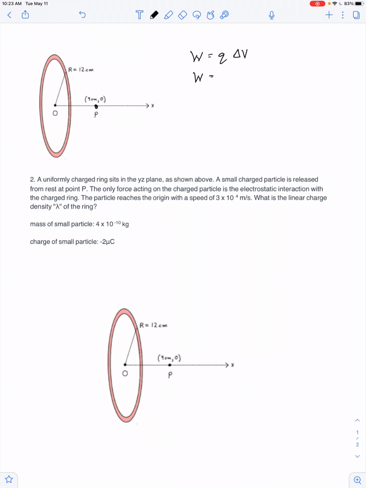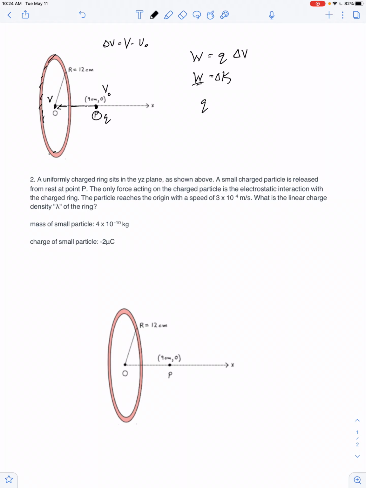So if this charge Q started from rest at point P, and there's an electric field due to all the charge of this ring, so there's some value of electric potential, we'll call it V naught, at this point P, and then there's a different value of electric potential at the center, we'll call that V. Taking the difference between those values, V minus V naught, gives us some value of delta V, and so whatever charge is released from rest here, if it's accelerated toward the origin, it gains kinetic energy, and that kinetic energy is the same thing as the work that was done by the electric field.